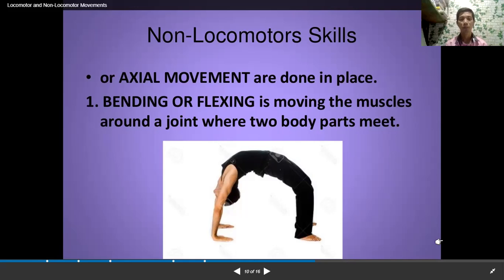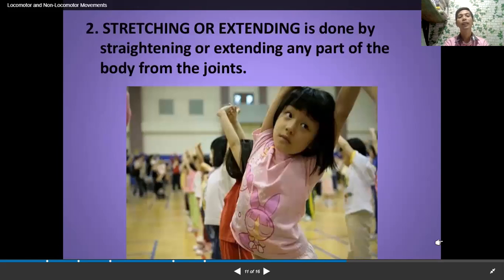The first one is bending or flexing. Bending or flexing is moving the muscles around a joint where two body parts meet, as you can see in the diagram that I am presenting. The second one for non-locomotor movement is stretching or extending. Stretching or extending is done by straightening or extending any part of the body from the joints.